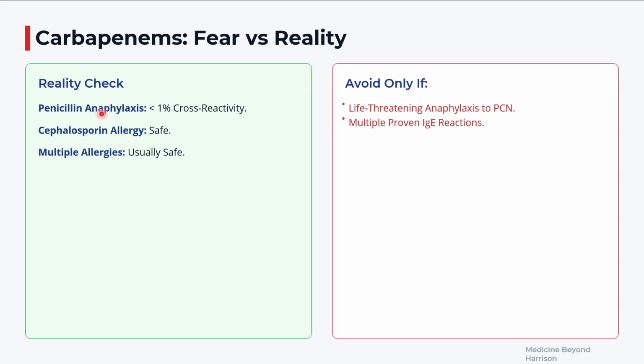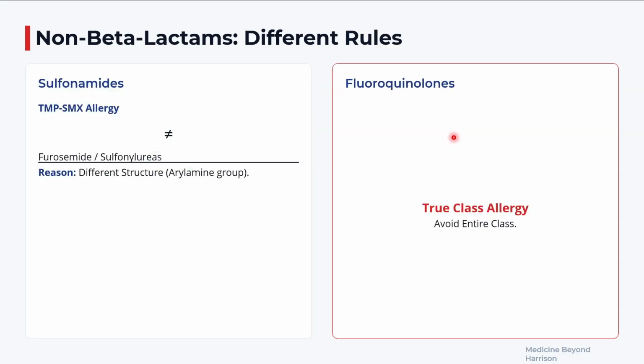Carbapenems. When a patient has a penicillin allergy or anaphylaxis, it is almost rare, less than 1% cross-reactivity for carbapenems. For cephalosporin allergies, also carbapenems are very safe. Multiple allergies, also carbapenems are very safe. Avoid only if there is life-threatening anaphylaxis to penicillin, which is also very rare, and multiple proven IgE reactions. Also, you can take a pinch of salt for carbapenems.